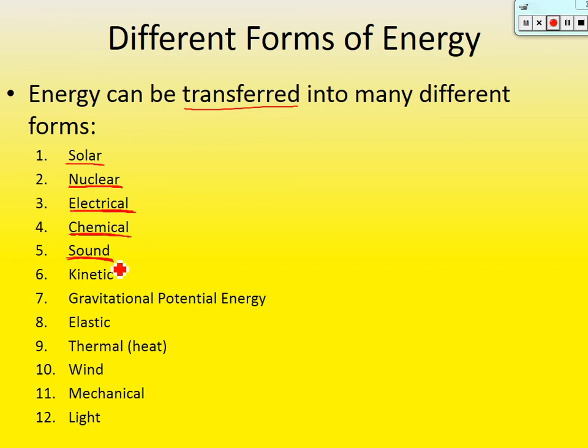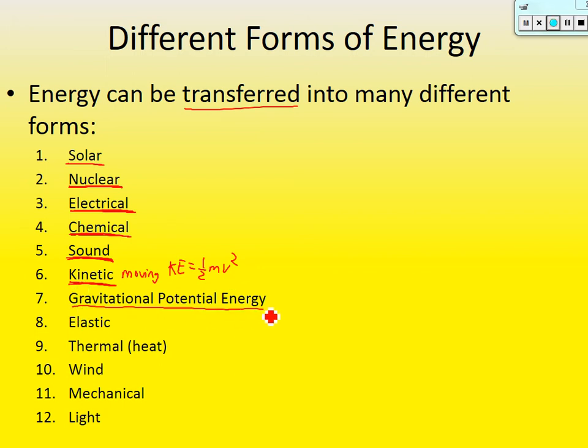Sound. Whenever you hear something, you're hearing sound energy, the compression of the air molecules in the air. And it reaches your ear, and your eardrum interprets that into a sound. Number 6 is kinetic. We talked a lot about kinetic energy in the last lesson. This is moving. We calculate kinetic energy by taking 1/2 the mass times the velocity of the object squared. So this is the moving energy. If it's got mass and it's got some velocity, it's going to have kinetic energy.